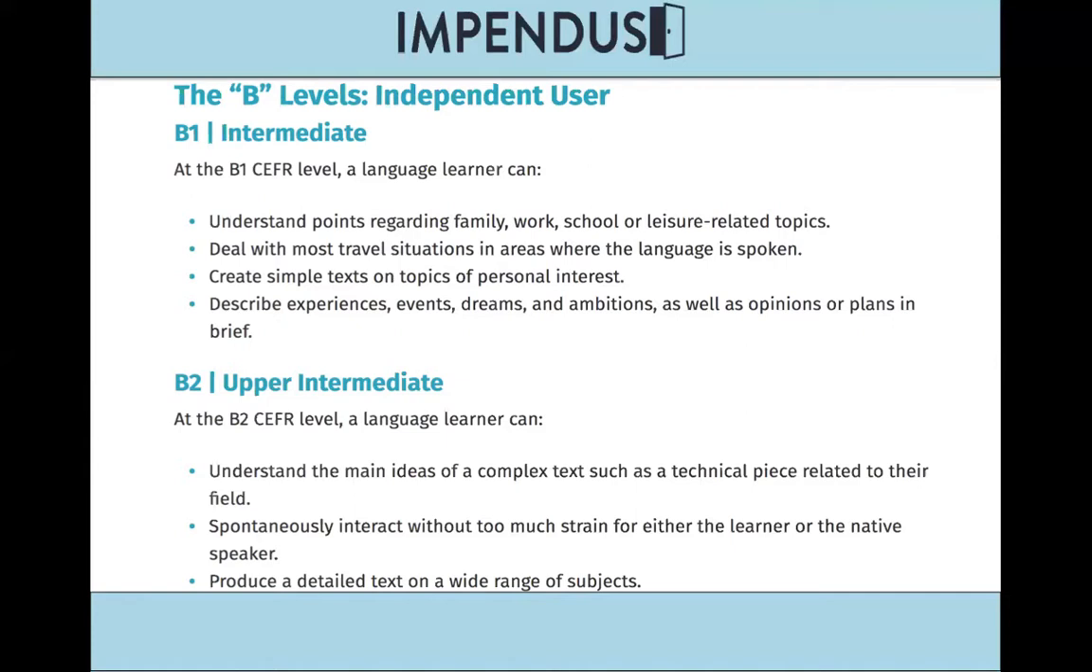At the B2 CEFR level, a language learner can understand the main ideas of a complex text, such as a technical piece related to their field. They can also spontaneously interact without too much strain for either the learner or the native speaker, although they may make mistakes in pronunciation or grammar. They can also produce a detailed text on a wide range of subjects.